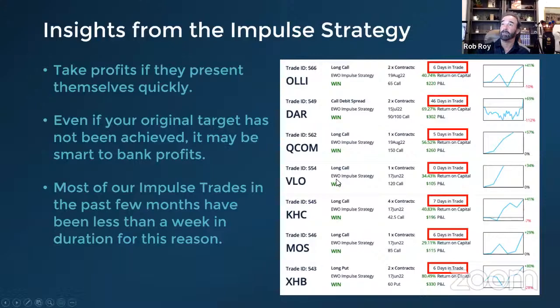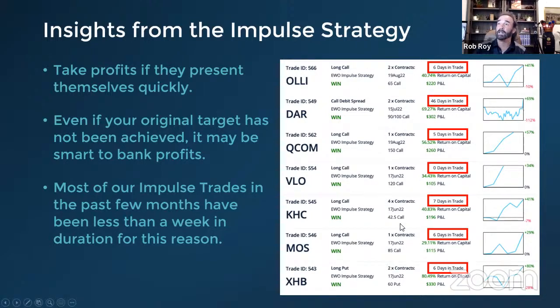And you can see that that VLO trade says 0 days. How can you have a trade that's 0 days? Well, the way the website works is that if the entry and the exit were less than 24 hours apart, for example, if we close it at 2 p.m. Eastern time, but it was open the previous day at 3 p.m. Eastern time, it hadn't been 24 hours, so it doesn't count as a day. So that's not a misprint. We were in that trade less than 24 hours and generated nearly a 35% gain. Would you take that? 35% in less than a day? I think you would.